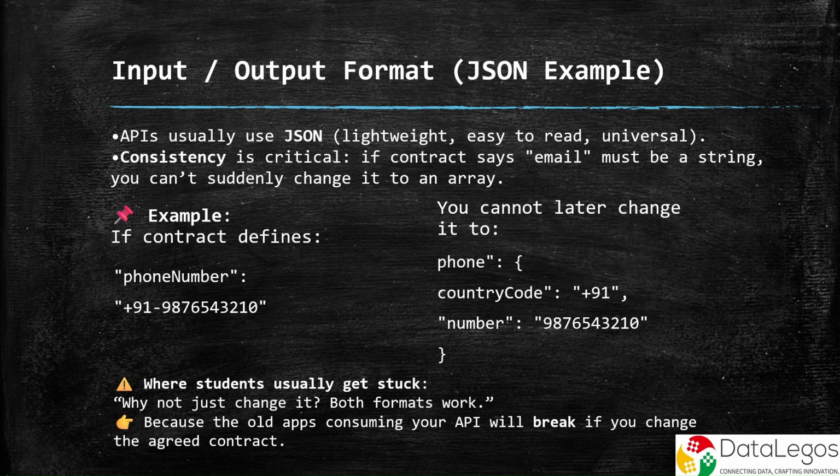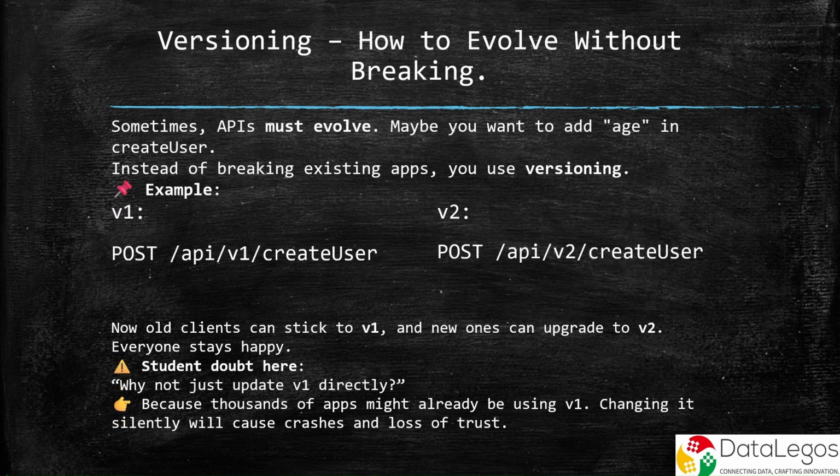Technology evolves, and so do APIs. Sometimes new fields or new behaviors are required. But here's the challenge: if you change an existing contract without warning, you instantly break every system that depends on it. The solution is versioning.